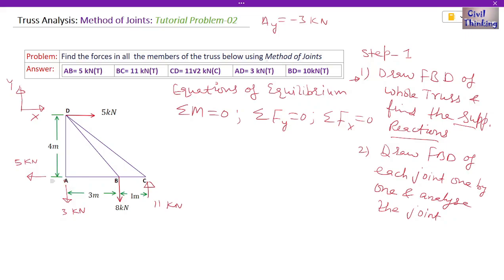For example, when we draw the free body diagram of joint A, which members are connected to A? It is AB and AD. So when we analyze joint A, we will get member forces in AB and AD. Similarly, when we analyze joint C, because BC and DC are connected to joint C, we will get these BC and DC or CD. So let's analyze one by one, and we have to begin with a joint which is relatively simple.